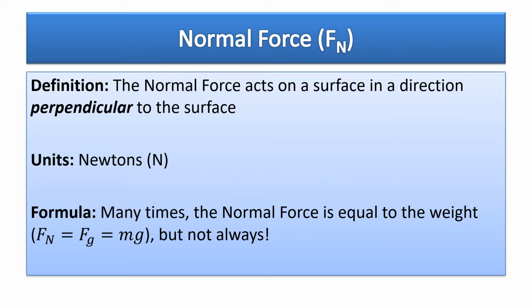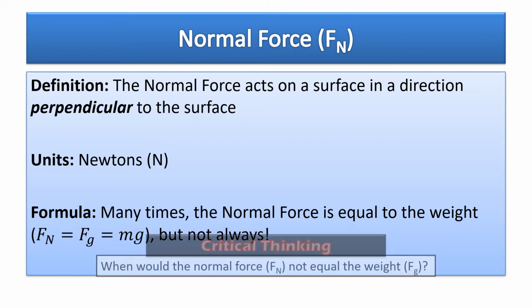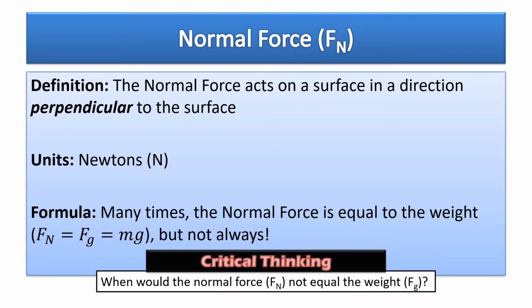The closest thing you could do is make your net force equation and analyze the forces, but that net force equation is different depending on the situation. You have to draw your free body diagram and make your net force equation accordingly. So it's different every time. The formula, it says many times the normal force is equal to the weight, but not always. So when would the normal force not be equal to the weight? Pause the video and think about it.